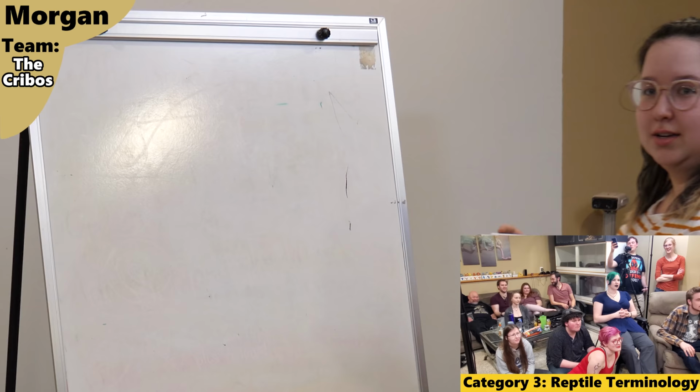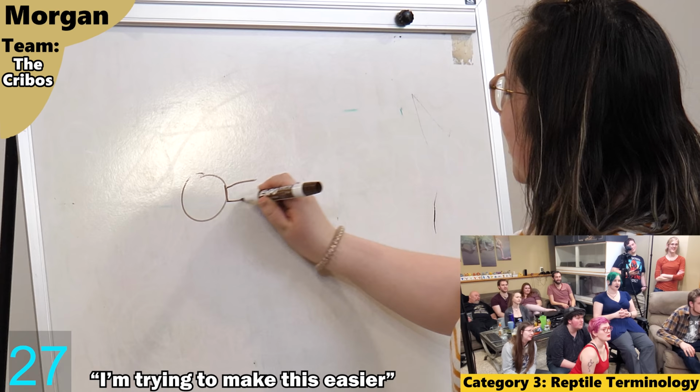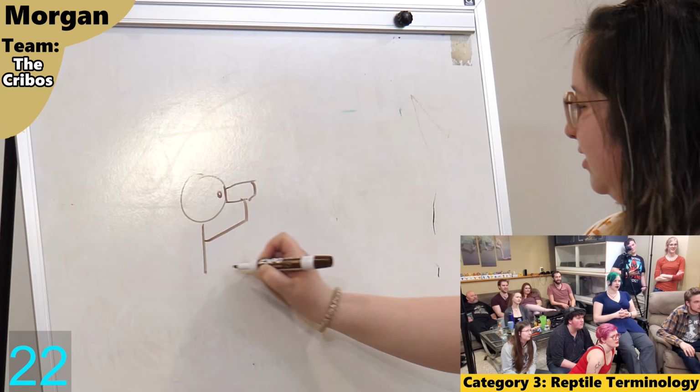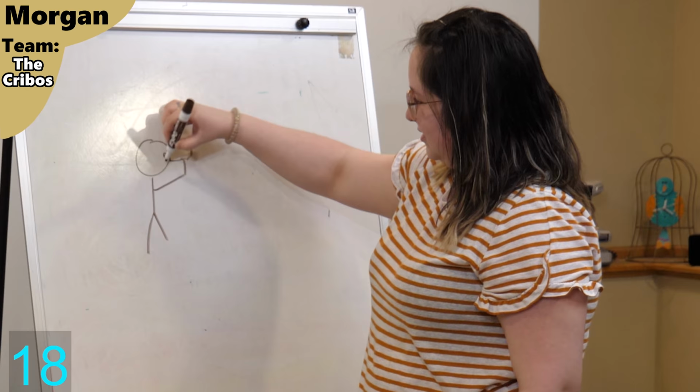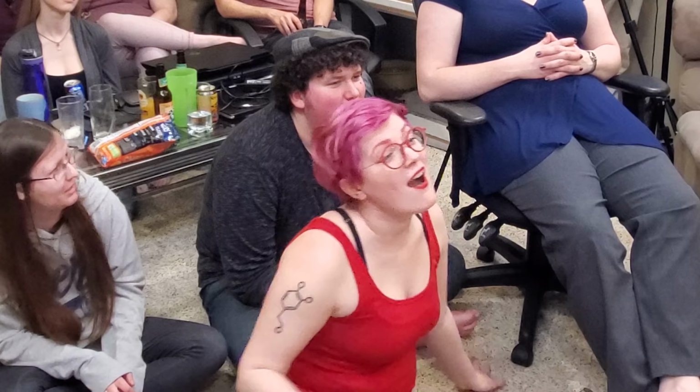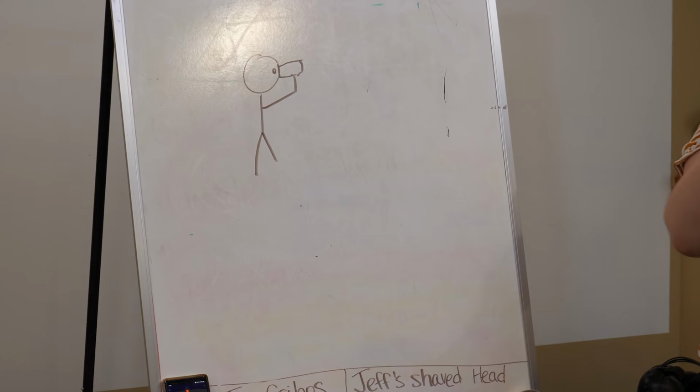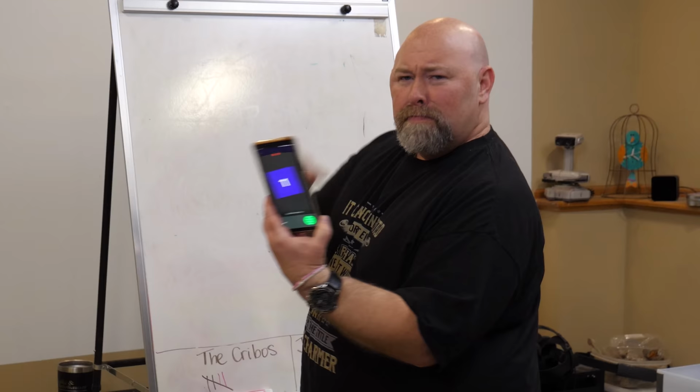Three, two, one. I'm trying to make this easier. Terminology. Beak. Bird. Bill? Binoculars? Herping. Birding? Herping. Field herping. It's herping. Nice. Why are you using binoculars? Just so that you have to spot the chuck wall. No. One. One will work.